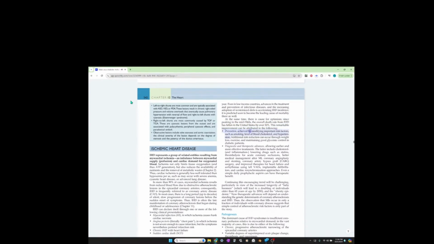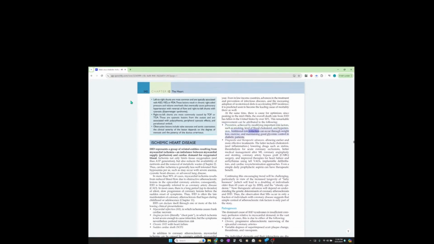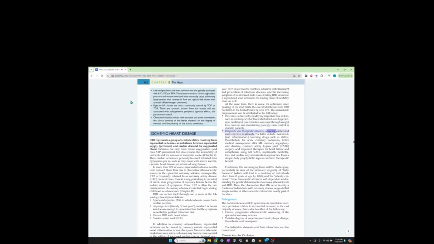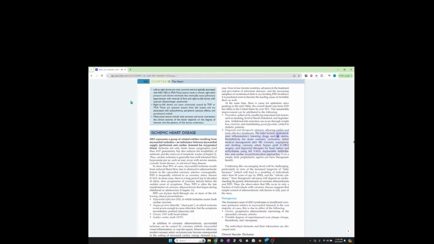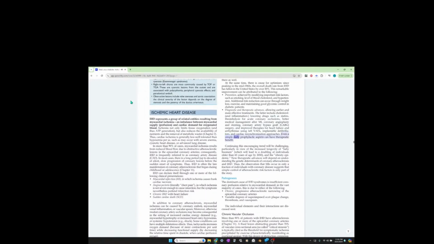This remarkable improvement can be attributed to the following. Prevention, achieved by modifying important risk factors, such as smoking, level of blood cholesterol, and hypertension. Additional risk reduction can occur through weight loss, exercise, and maintaining good glycemic control in diabetic patients. Diagnostic and therapeutic advances, allowing earlier and more effective treatments. The latter include cholesterol-lowering drugs such as statins, thrombolysis for acute coronary occlusions, better medical management after MI, coronary angioplasty and stenting, coronary artery bypass graft surgery, and improved therapies for heart failure and arrhythmias using left VADs, implantable defibrillators, and cardiac resynchronization approaches. Even a simple daily prophylactic aspirin can have therapeutic benefit.